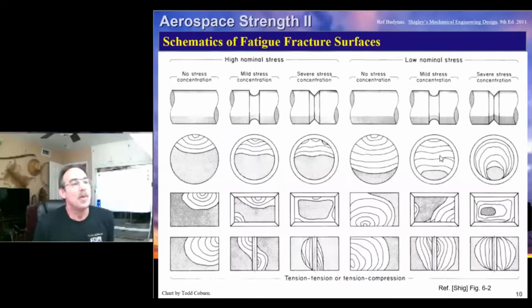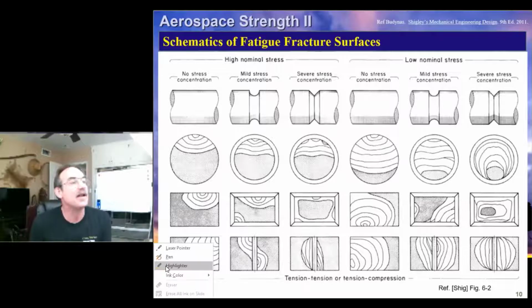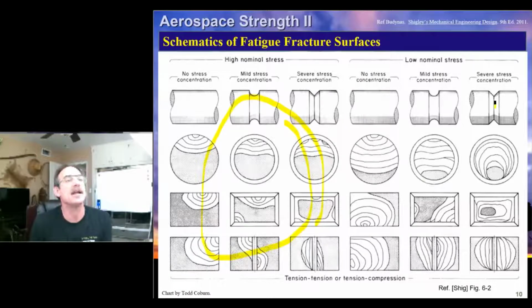So let's try. What this is doing is looking at more samples like we saw in the first slide, where we're seeing different kinds of loading. Everything over here is a high stress, over here is a low stress. You'll notice the difference: with high stress we have a large fracture surface, fewer beach marks. If we have a low stress, a smaller fracture surface, more beach marks, right? And if you study this, you can get a feel for recognizing different kinds of fatigue failures, both for high and low stress, and for different stress concentration factors.